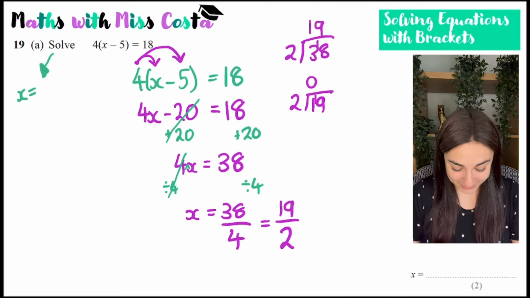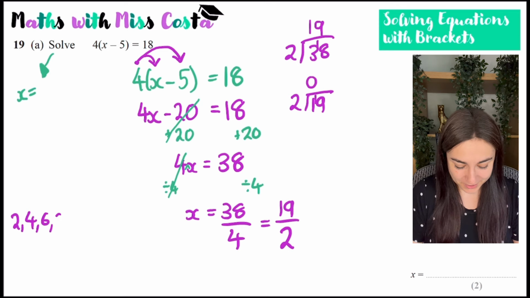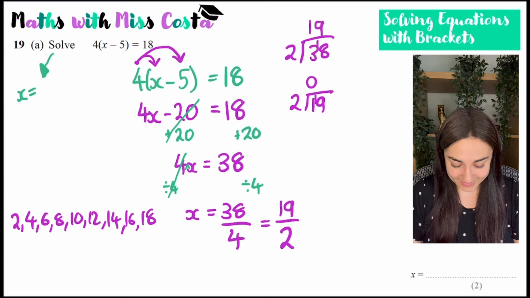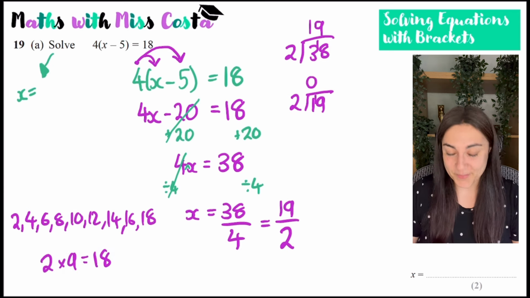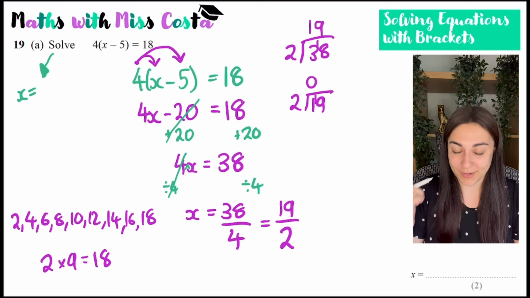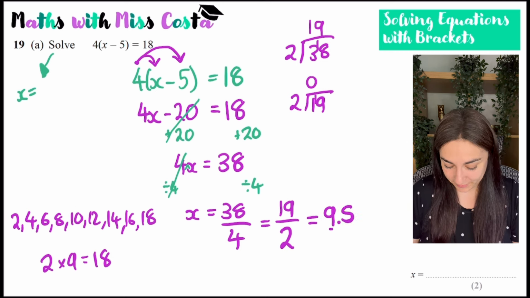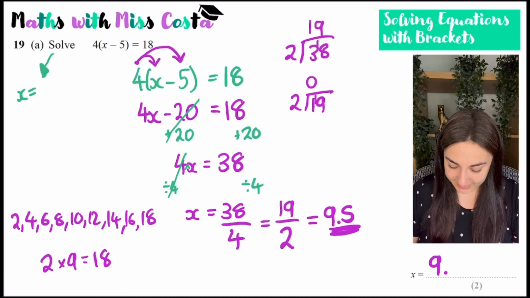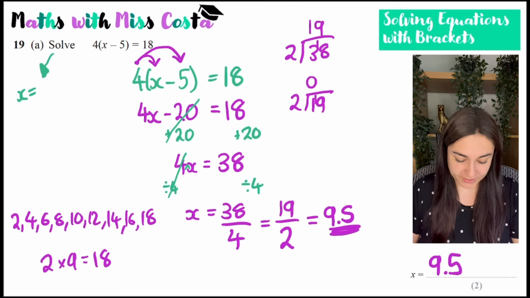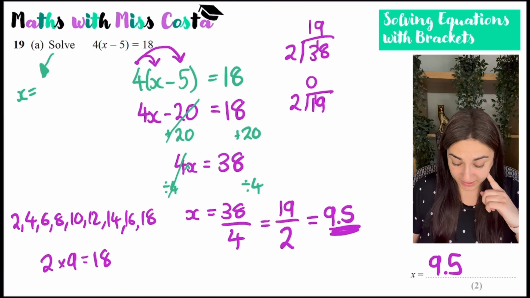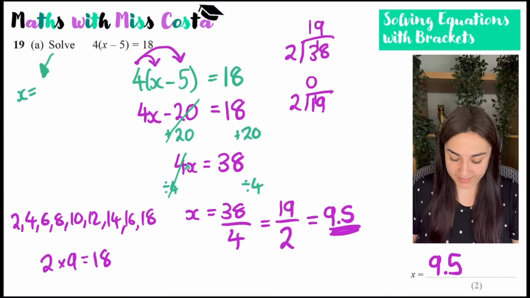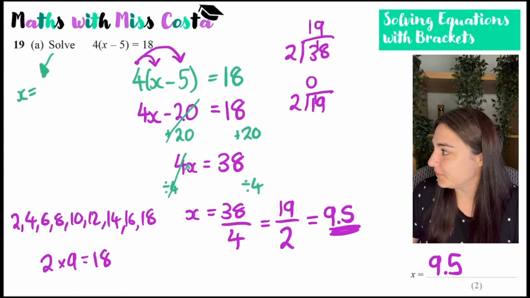My brain is frozen. Let's write out the 2 times tables: 2, 4, 6, 8, 10, 12, 14, 16, 18. So 2 times 9 is 18, and you're left with 1. 1 divided by 2 is 0.5, so that would be 9.5. So x is 9.5. It doesn't actually tell you to write it in its simplest form, so you could get away with writing it as 38 over 4.